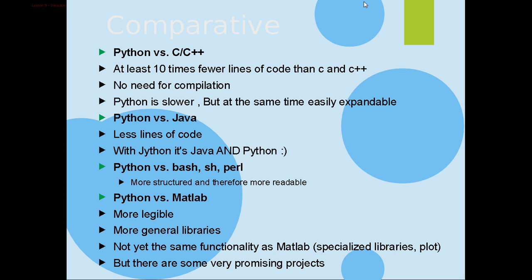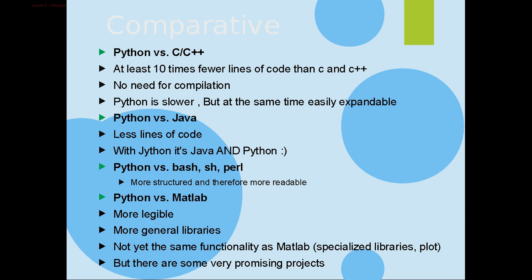In comparison to C or C++, Python has at least 10 times fewer lines of code than C and C++. There's no need to compile, and Python is slower, but at the same time it's easily expandable. In comparison to Java, it contains fewer lines of code. With JPython, it's Java and Python.